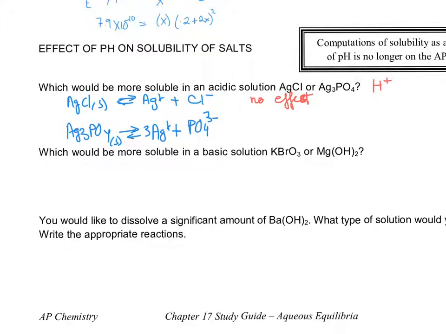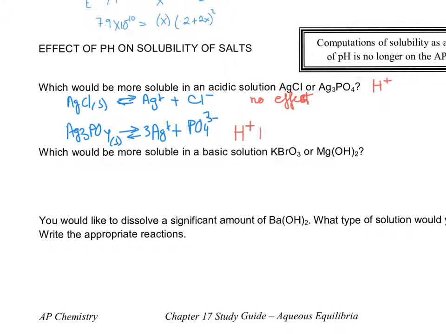Let's look at the Ag3PO4. So first we check, are there any common ions? Nope, there's no common ion there. How about the reaction? We said, well, Ag+ and H+ cannot react together. They're both positives. How about H+ with PO4 3 minus? Can that react? Yes, it can. So if I take H+, let me rewrite that.